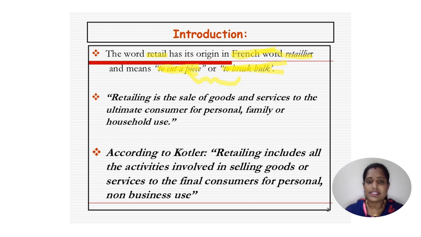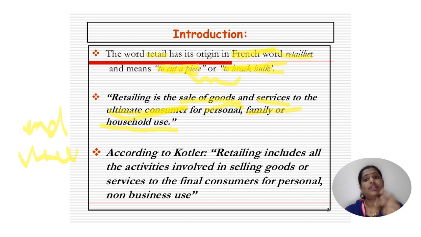See here, retailing is the sale of goods and services to the ultimate consumer. As I told, he will be meeting the consumer directly. This ultimate consumer is also called the end user, for personal, family or household use. Please be clear, here we say consumer, not customer. He sells directly to the consumer, who obviously uses it for personal use, family use, or household use. So this is the meaning of retailing.